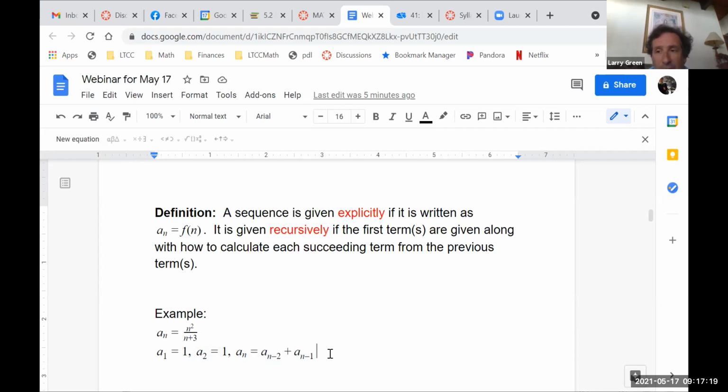Okay, and sequences are important. Can you think of a sequence that occurs in the real world other than rabbits multiplying like the Fibonacci? Where do these sequences happen? And there are lots of places.